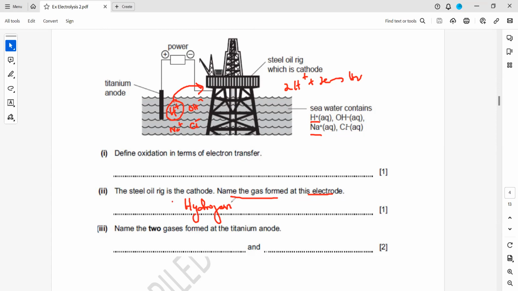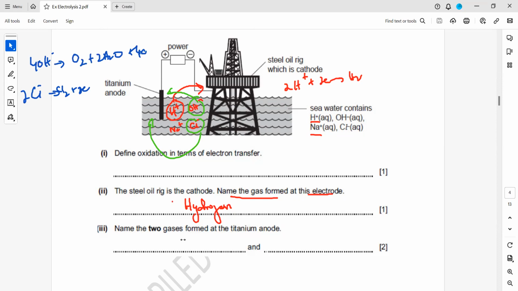Then name the two gases formed at titanium anode. Now, what will happen? Because it's an aqueous solution, you cannot say seawater is a concentrated aqueous or a dilute aqueous. Both ions are present. In some cases the hydroxide ions will move there, and in some cases the chloride ions will move there. When hydroxide ions move there, they will give oxygen gas. When chloride ions move there, it will give chlorine gas.